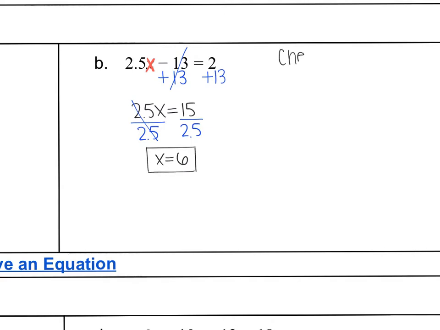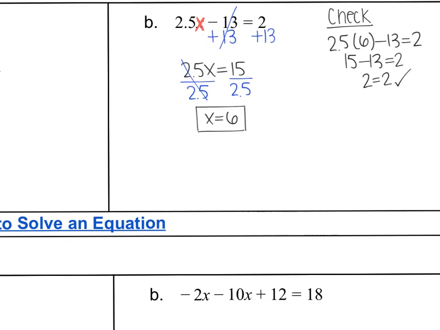Again, I'm going to check that, so off to the side I'll do my check. I'll go back to my original problem, which is 2.5 times 6, minus 13 equals 2. Order of operations says let's do 2.5 times 6 first, that's 15. Minus 13 equals 2, and 15 minus 13 is 2, so it checks out.